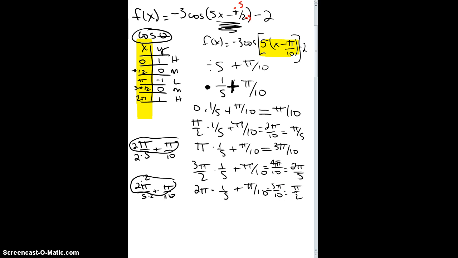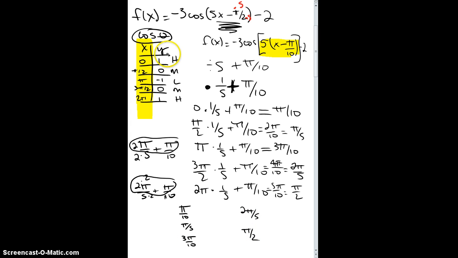All right, so my new chart would have these values. So pi over 10, pi over 5, 3 pi over 10, 2 pi over 5, and pi over 2. Those are all of my x values.